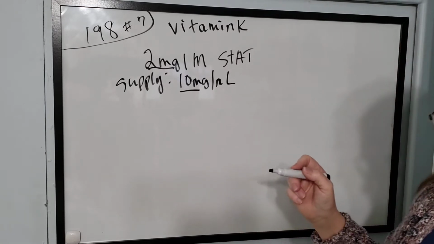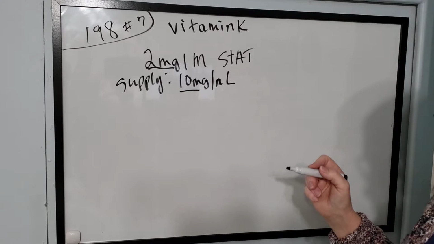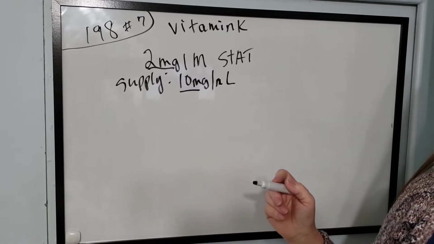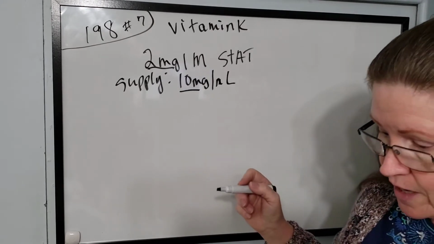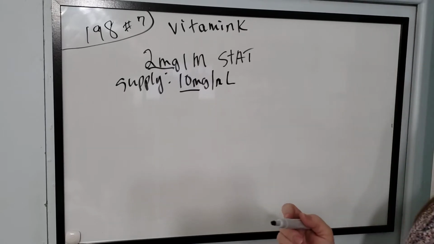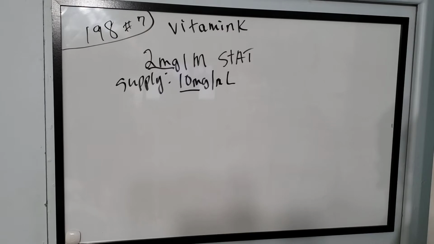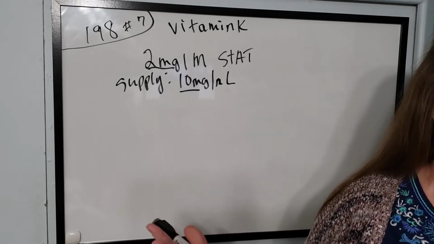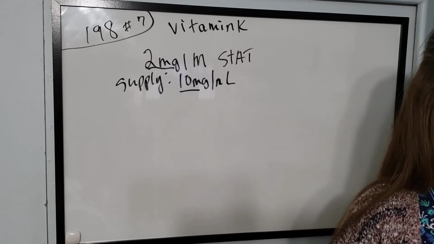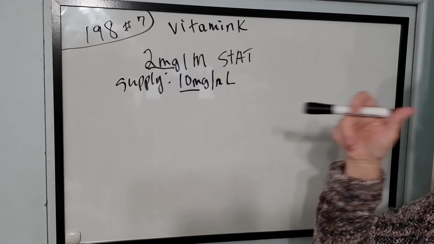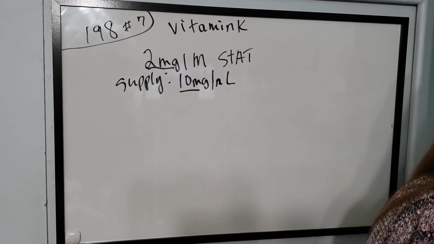So we already did the interpret the order, which was vitamin K 2 milligrams intramuscular stat. So now it's saying what volume of medication is needed for the dose. And we went over several times that it doesn't really matter what method you use as long as you get the correct answer. So we can do this with ratio and proportion.